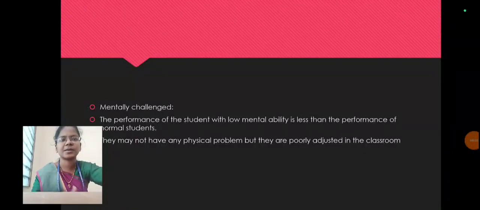Mentally retarded children, earlier called mentally challenged, later got the name mentally retarded children or exceptional children. The performance of a student with low mental ability is less than that of normal students. They may not have any physical problem, but they are poorly adjusted in the classroom. They have some dysfunction in the brain, so they won't be able to grasp everything easily.